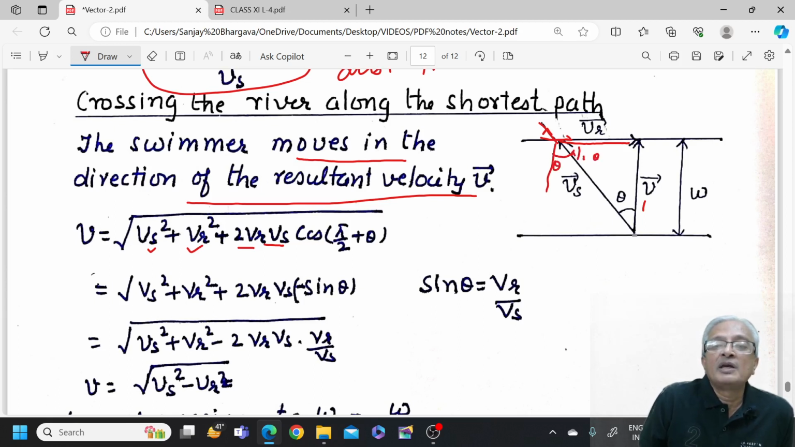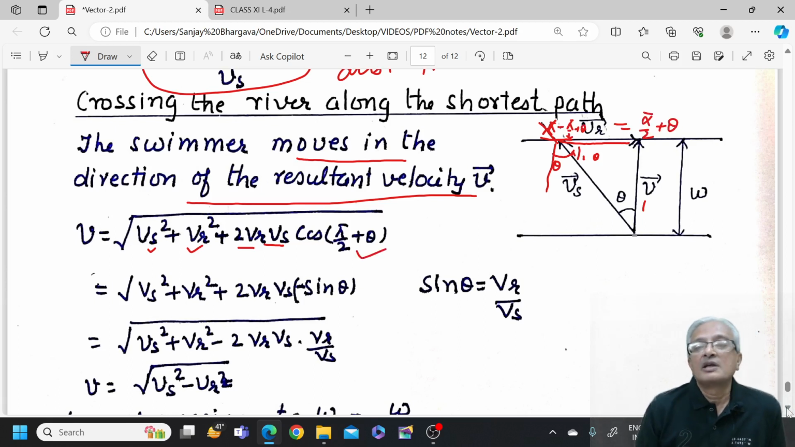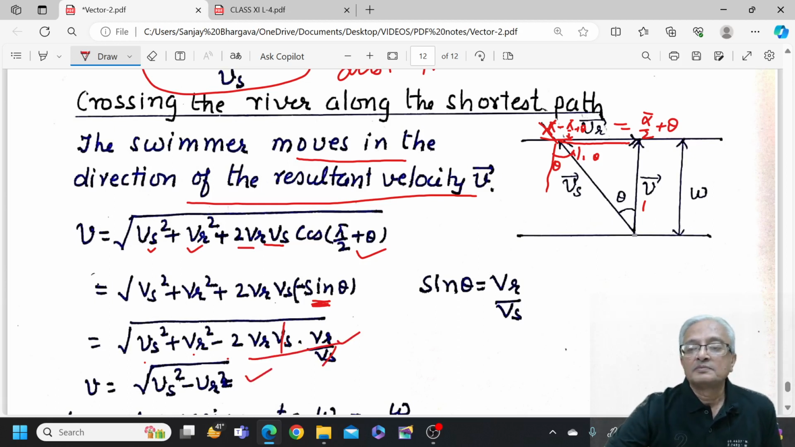So this angle would be 180 minus 90 plus theta. So this angle would be 90 plus theta. And that is why I write cos 90 plus theta. Cos of 90 plus theta is minus sin theta. Second quadrant. So I'll get Vs square plus Vr square minus 2 Vr Vs sin theta. Sin theta is Vr upon Vs. That is what I substitute. Then Vs cancels here. It is minus 2 Vr square. So I'll obtain Vs square minus Vr square.